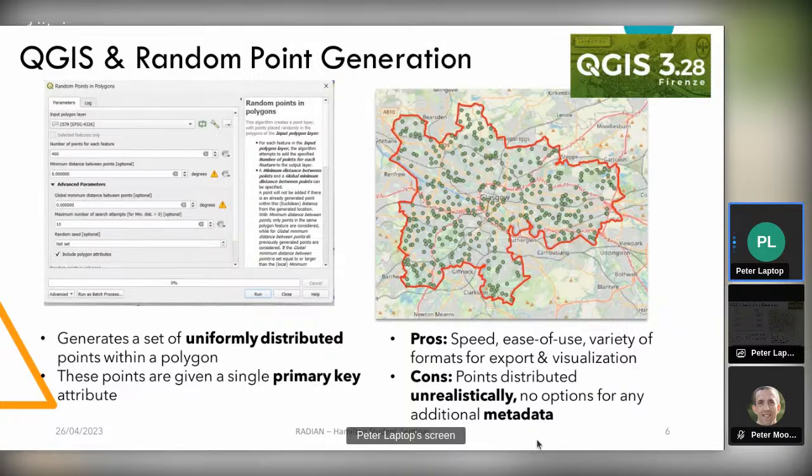So some pros and cons. Obviously, it's very fast. It is able to generate large data sets, it's easy to use, and there's a variety of formats and projections that QGIS can export to. But like I said, there aren't many options for metadata, and the distribution is a little bit unrealistic. Again, I'm using that very vague term, because whether a distribution is realistic depends on your context.